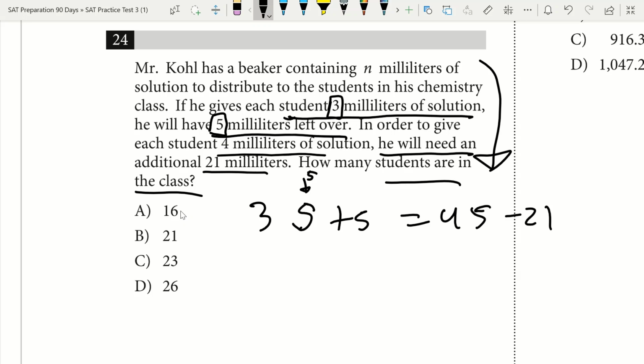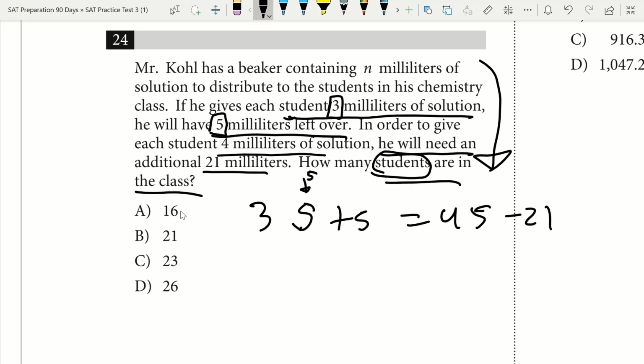Then I saw that in order to give each student 4 milliliters of solution, so 4 times each student, he's going to need another 21. So the amount he has is 4s minus that 21 that he needs. So I set those two equal to each other since they're both going to be that total number of milliliters he has. And then I go ahead and solve for my number of students, which I represented as s.